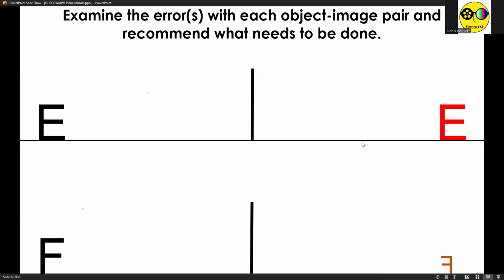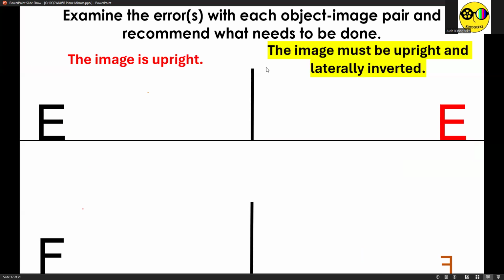Okay. Third example, no? So we have letter E as our object. And what's wrong with that is because letter E is not a vertically symmetrical letter. So given that wrong image, that's upright. And because E is not vertically symmetrical, we expect it to be upright and laterally inverted, which is that kind of letter E.